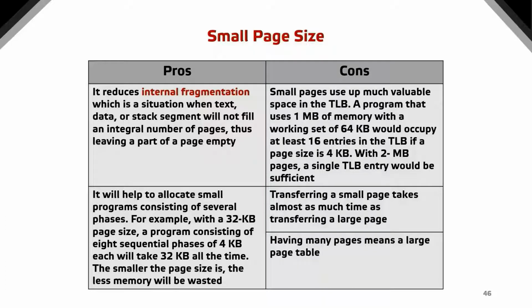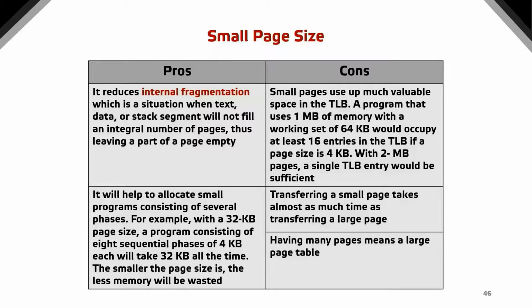On the other hand, small pages use up much valuable space in the translation lookaside buffer. Say your program uses 1 megabyte of memory with a working set of 64 kilobytes. With 4 kilobyte pages, the program would occupy at least 16 entries in the TLB. With 2 megabyte pages, a single TLB entry would be sufficient. As TLB entries are critical for performance, it pays to use large pages whenever possible.